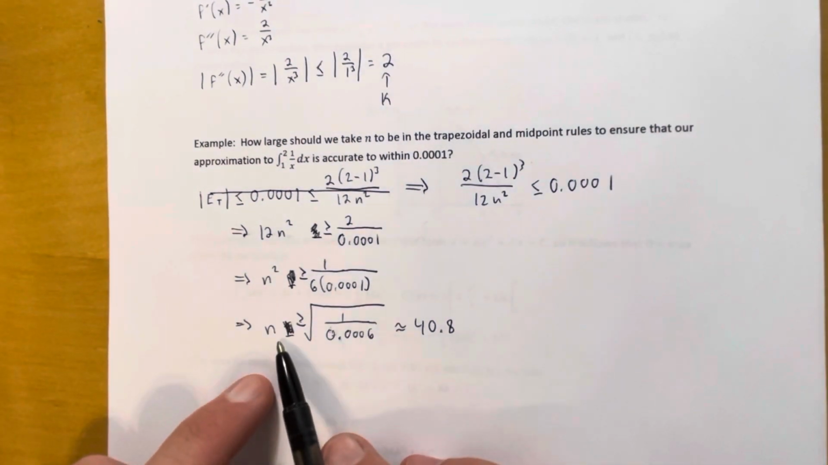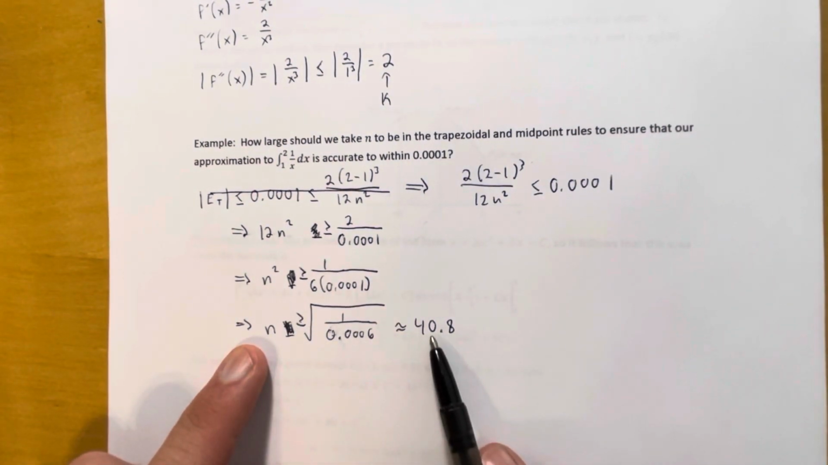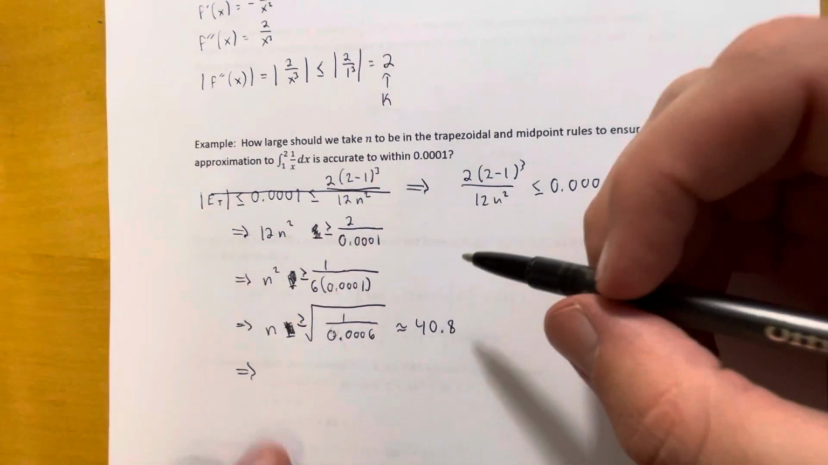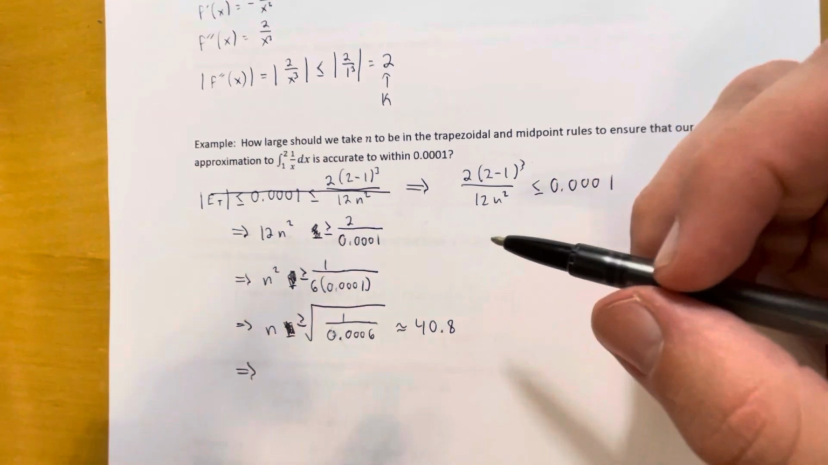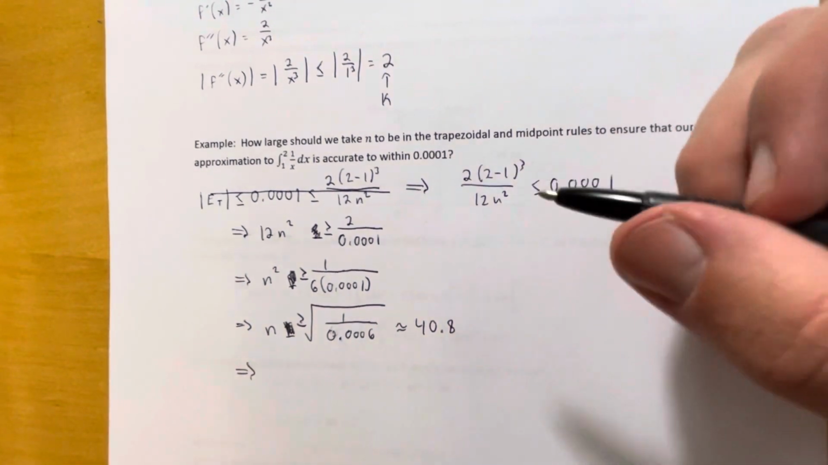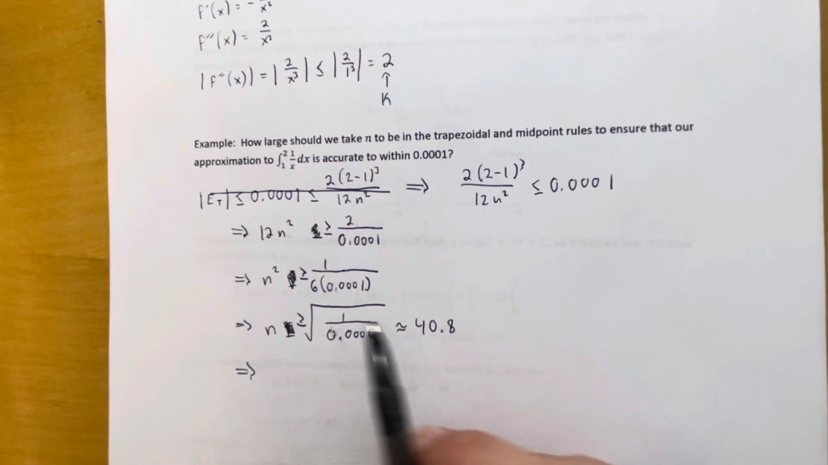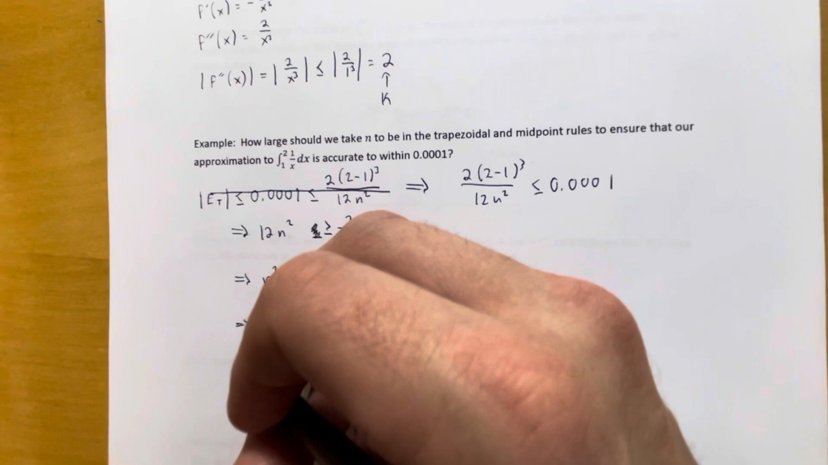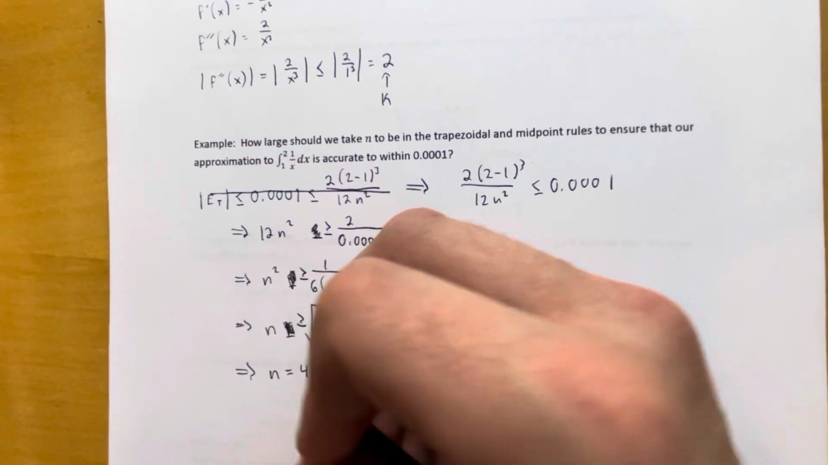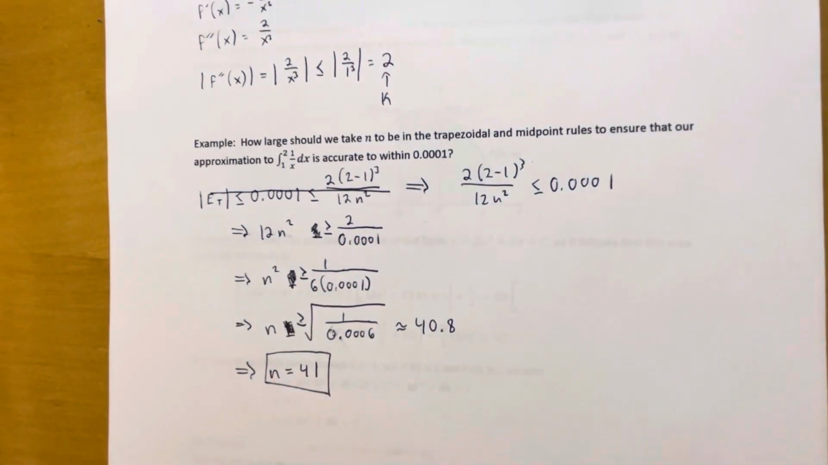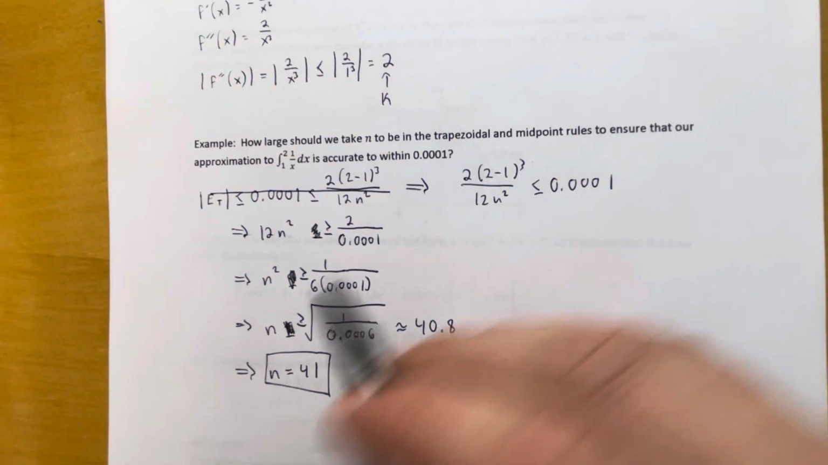Okay, so that's important because n has to be greater than or equal to 40.8. That's where I was looking at that and thinking that something's wrong there. n has to be a positive integer because it represents the number of trapezoids in this case. So for that reason, we can't just set n equal to 40.8. We have to go to the next largest whole number, which would be 41. So here I'm going to set n equal to 41. That's the number of trapezoids that we would need in the trapezoidal rule to get our approximation down to the desired level of accuracy. Okay, sorry about the little mistake there.